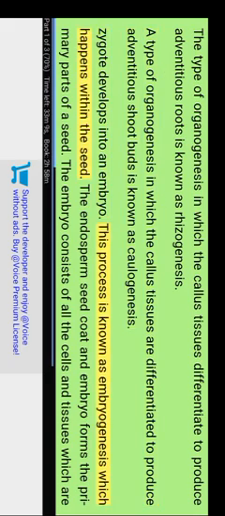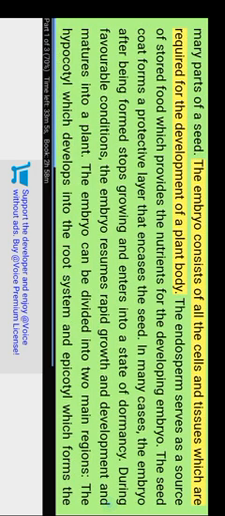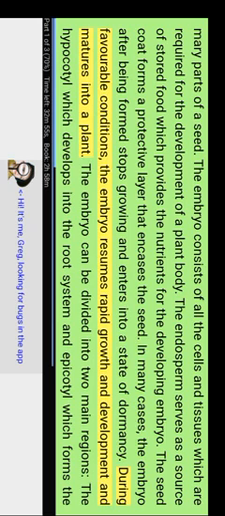Zygote develops into an embryo. This process is known as embryogenesis, which happens within the seed. The endosperm, seed coat and embryo form the primary parts of the seed. The embryo consists of all the cells and tissues which are required for the development of a plant body. The endosperm serves as a source of stored food which provides the nutrients for the developing embryo. The seed coat forms a protective layer that encases the seed. In many cases, the embryo after being formed stops growing and enters into a state of dormancy. During favorable conditions, the embryo resumes rapid growth and development and matures into a plant.